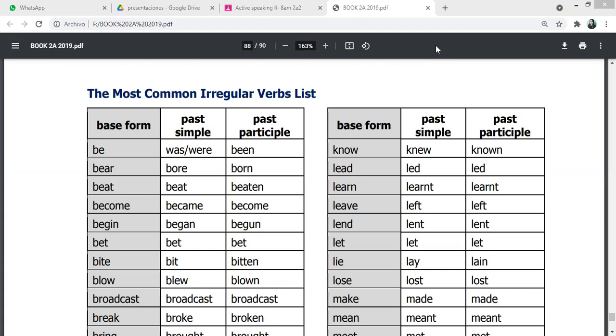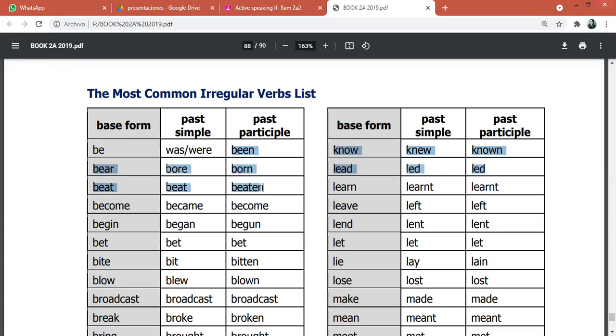Open your book on page number 88. So guys, there you have some verbs for you to practice. You have 3 columns. You have base form verbs, past simple verbs, and also past participle verbs. This month, we are going to practice with the past participle verbs, okay? No simple past, no simple present, past participle verbs, okay?